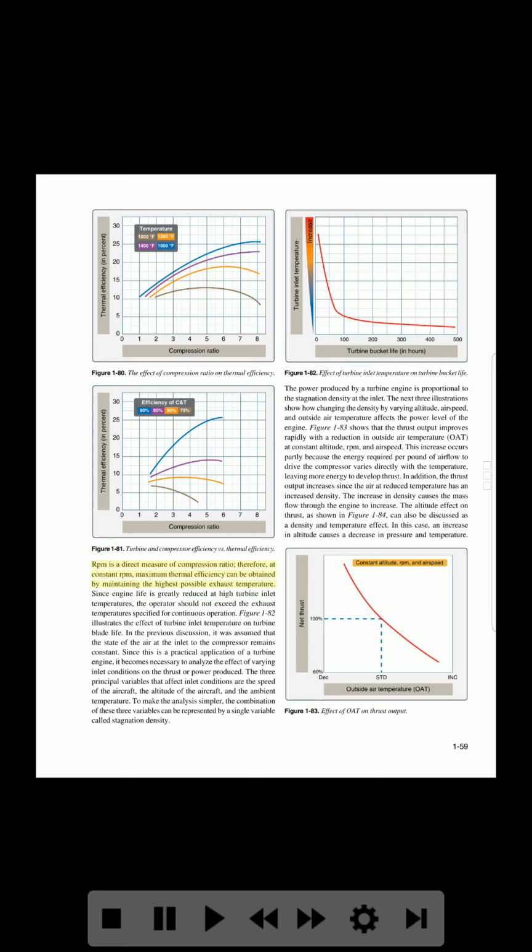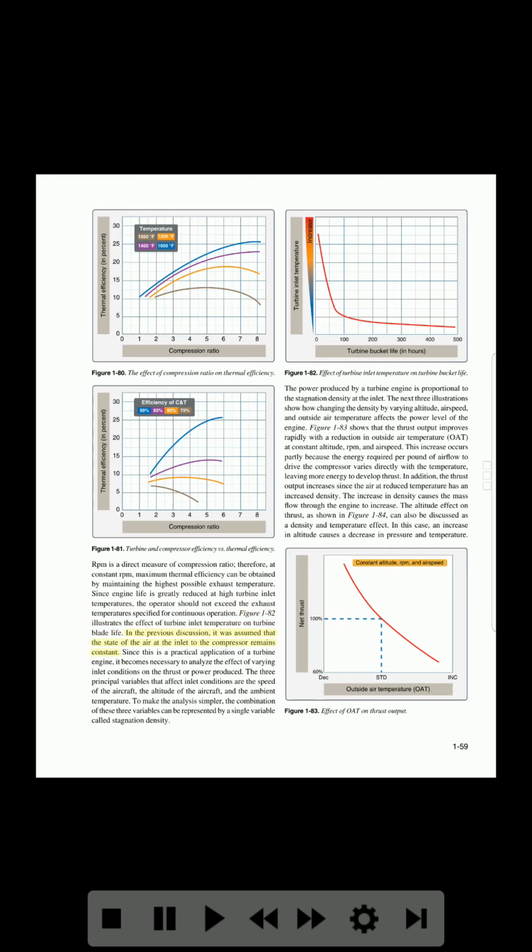RPM is a direct measure of compression ratio. Therefore, at constant RPM, maximum thermal efficiency can be obtained by maintaining the highest possible exhaust temperature. Since engine life is greatly reduced at high turbine inlet temperatures, the operator should not exceed the exhaust temperatures specified for continuous operation. Figure 1-82 illustrates the effect of turbine inlet temperature on turbine blade life.